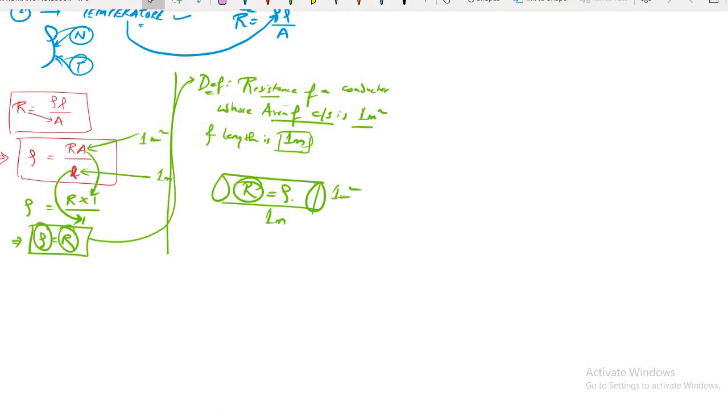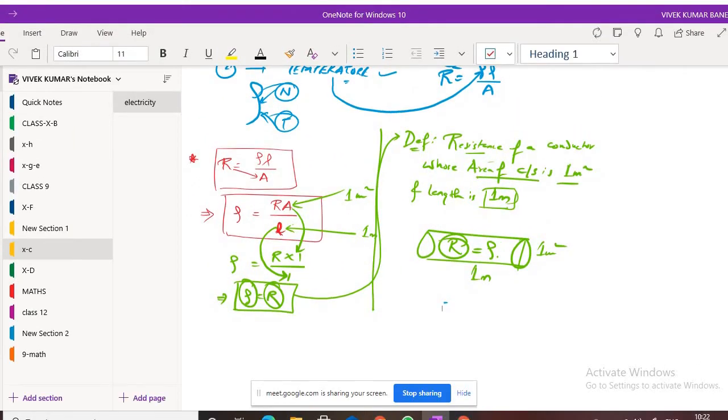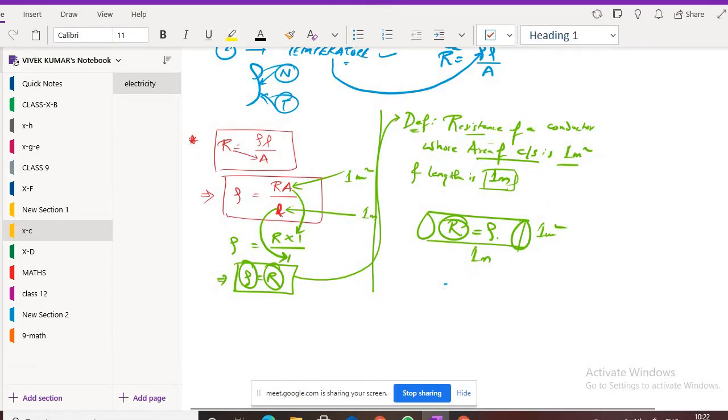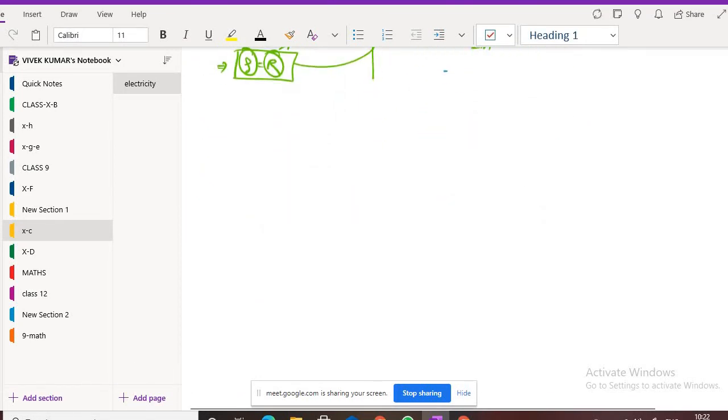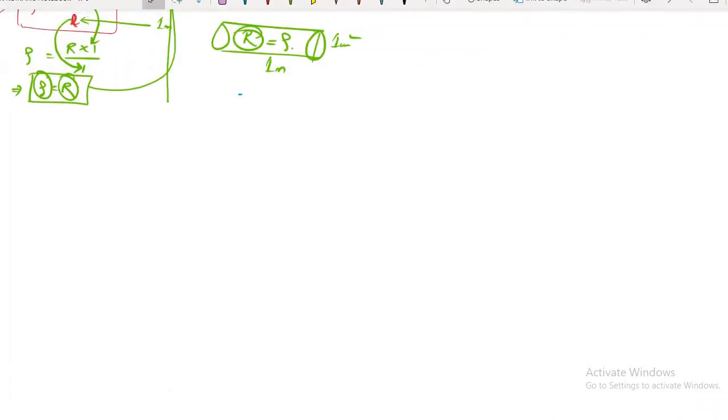So let's move on to today's class. Till this much we have studied yesterday. You can see the screen. Screen is visible. Just hold, let me get the cursor. I'm not getting the cursor. Okay, now let's continue the portion ahead.